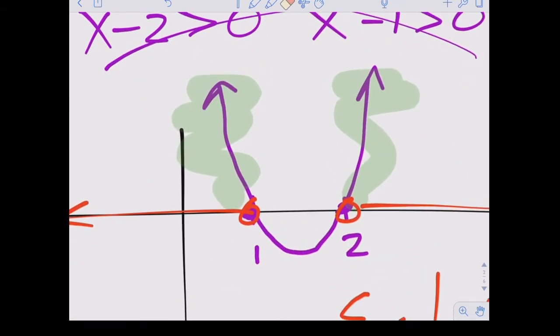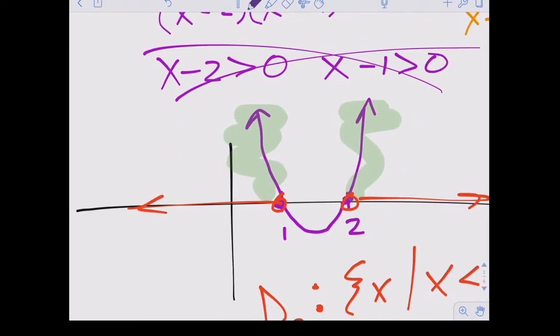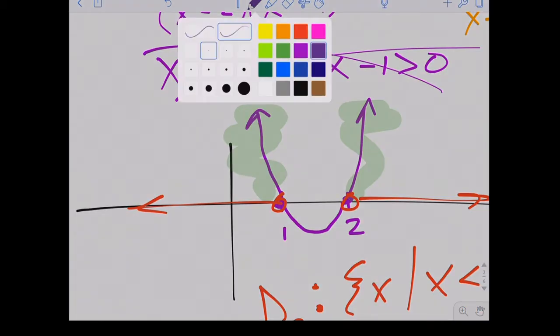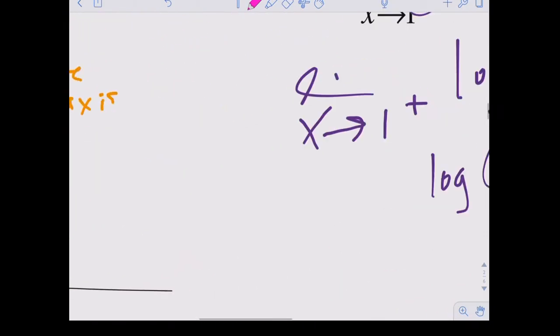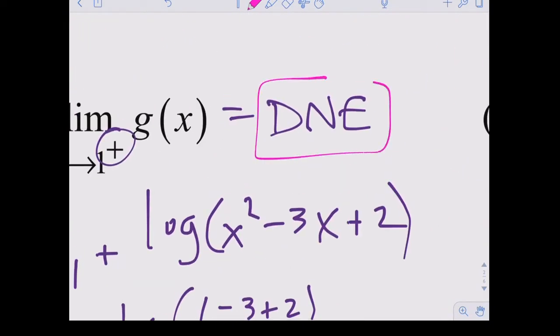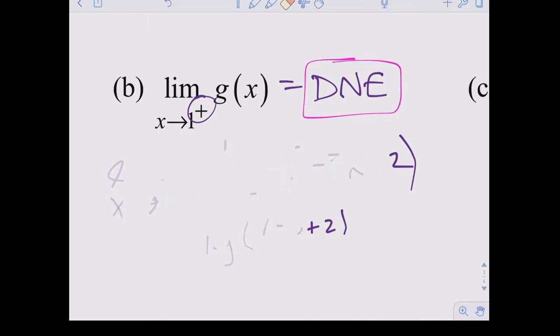Let's think of this. This is what our argument is, right? If I plug in 1.1, I'm going to be just outside the domain. So I'm going to be on the side of the vertical asymptote where the graph doesn't exist. So guess what the answer has to be? DNE, because I'm on the side of the graph where there is no graph. So it's DNE because no graph exists.